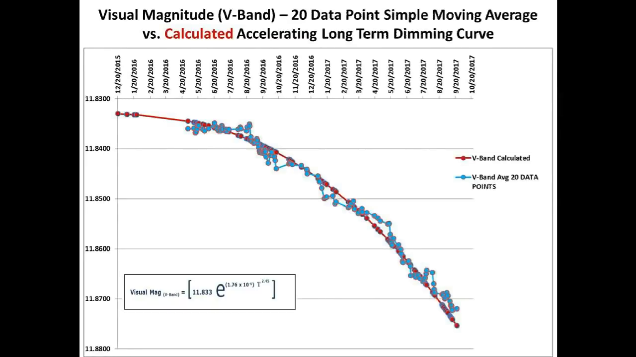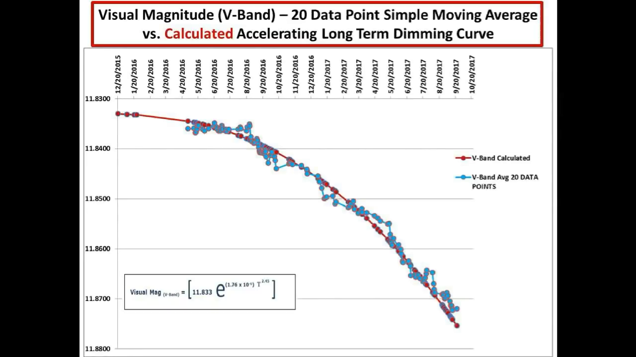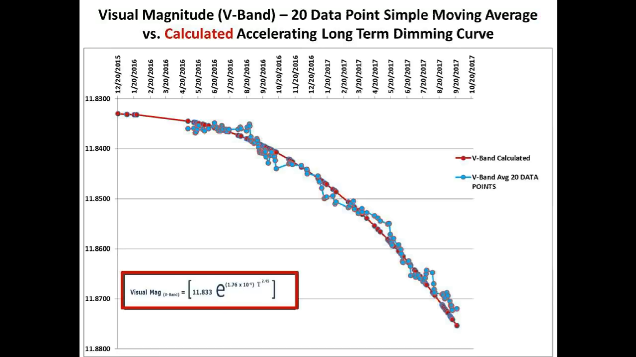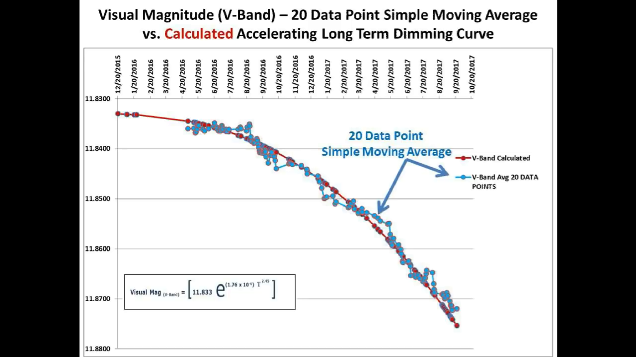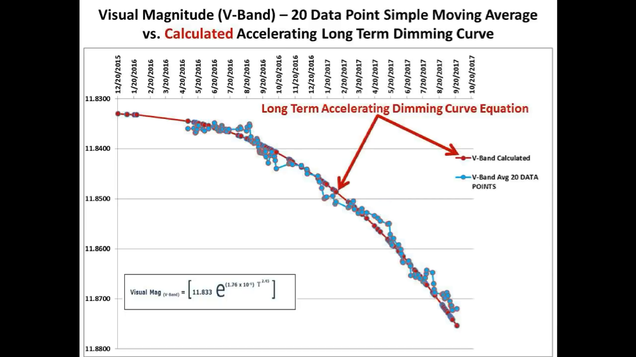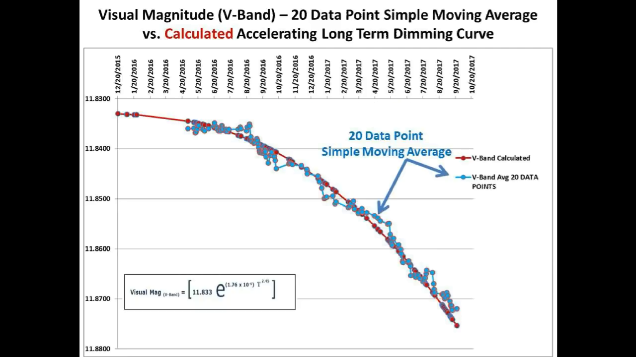And this is the 20 data point simple moving average of those same measurements of David Lane's over the same time period versus the calculated long-term dimming equation curve. Notice how the 20 data point simple moving average was a great tracking metric to the long-term secular trend of Tabby Star. So we plan to use the 20 data point simple moving average again with David Lane's newer V-band measurements of Tabby Star.